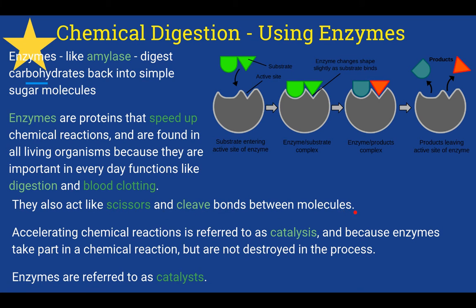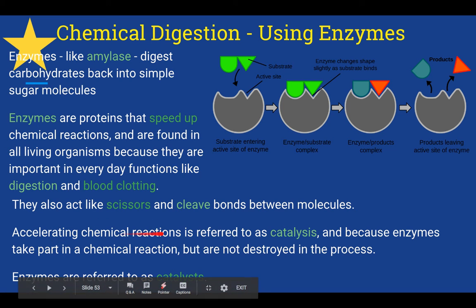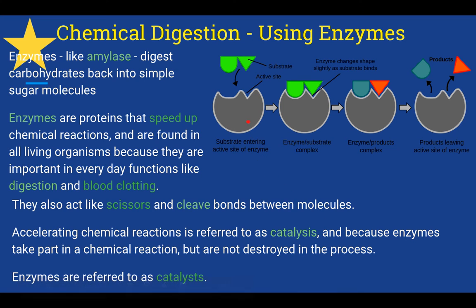Some of them, every single one has a very specific function, but they all accelerate chemical reactions, and this is referred to as catalysis. Because they take part in a chemical reaction, but they are not destroyed in the process. So for example, see this enzyme? This is our enzyme here, and this is our substrate. The substrate is the thing that the enzyme is working on. We know that the enzyme and the substrate have to fit together like a lock and a key, okay?